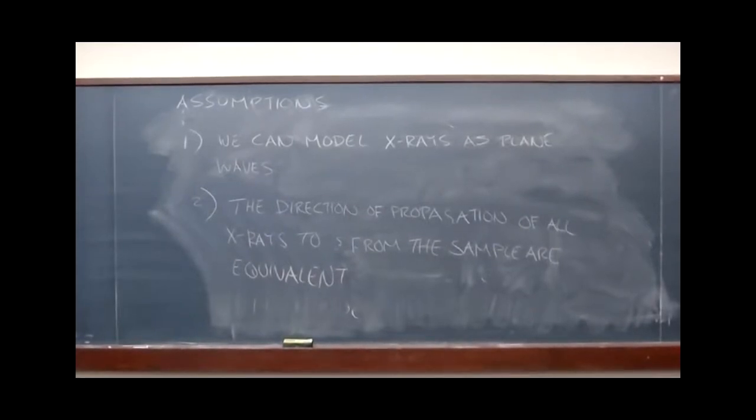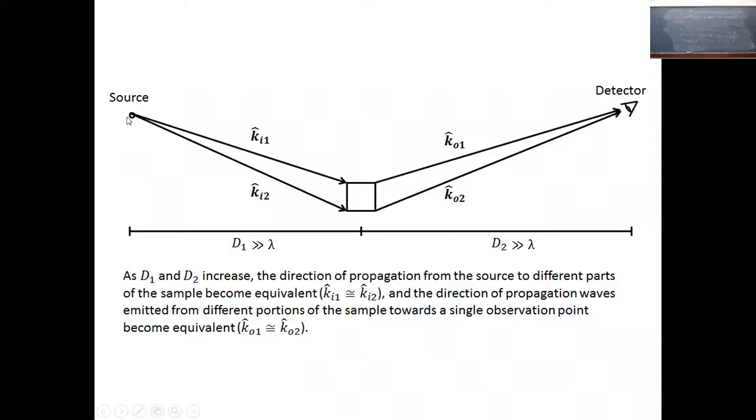So I'm going to switch over to some figures that I've drawn. What we see here is that from our source point to our sample and then to the detector or our observation point, as this distance gets bigger and bigger, all X-rays from the source to the sample have close directions. So we're going to assume that, even if we've hit slightly different points on the sample from a single source point, all these directions are the same. And X-rays emitted from different points on the sample to our single detection point, we're going to assume are all equivalent. More formally, if these distances are much larger than the wavelength, which is actually a fairly small distance since the wavelength of X-rays is so small, then we can assume that these propagation directions to and from the sample are equivalent.